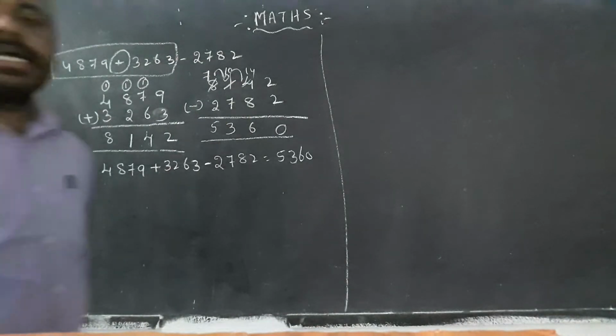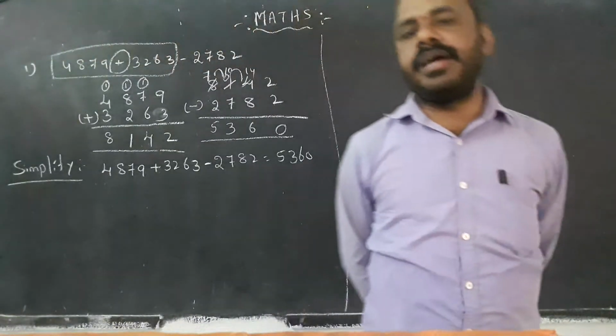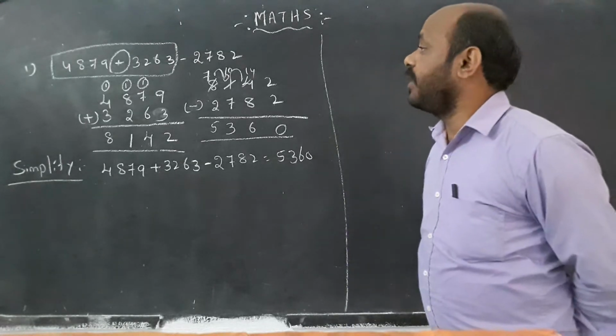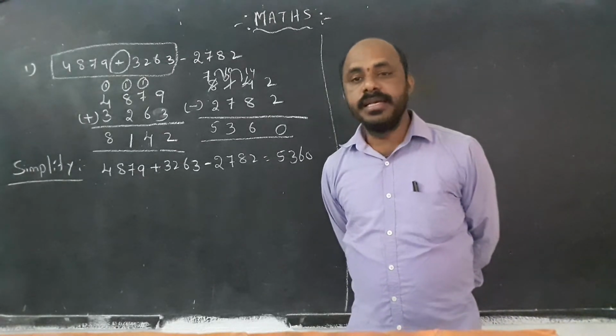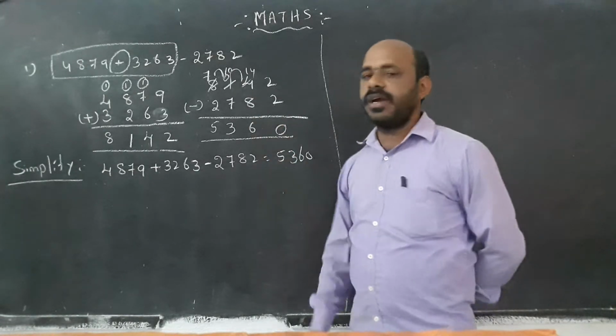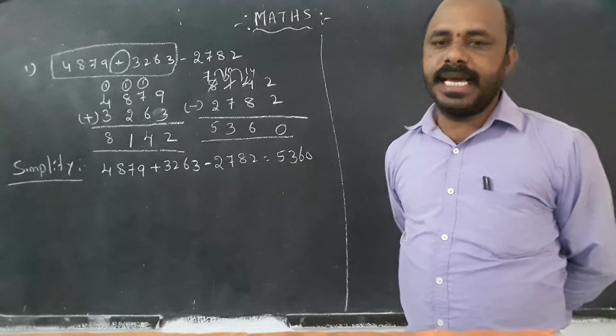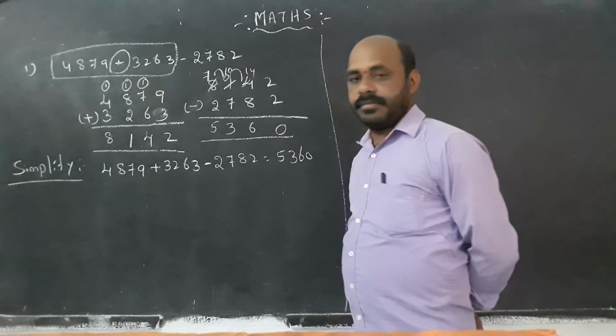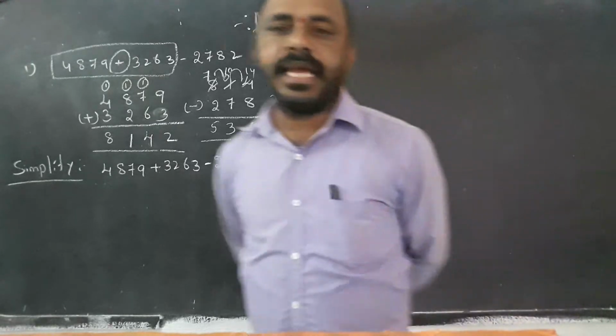Okay, this is the application of addition and subtraction together. This is the simplification of the given sum. How much did we get as the answer? 5360, isn't it? This is one type of example. Now a second type of example.